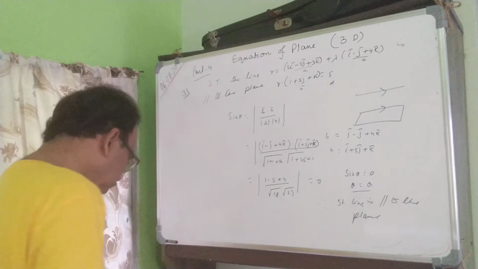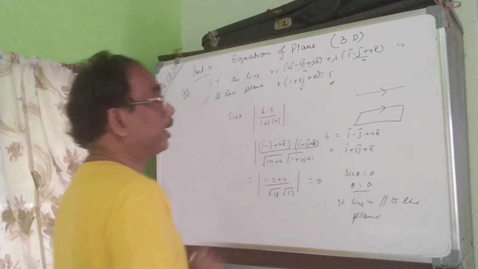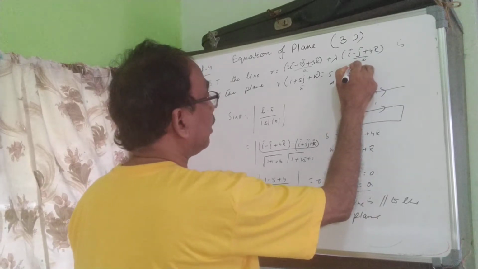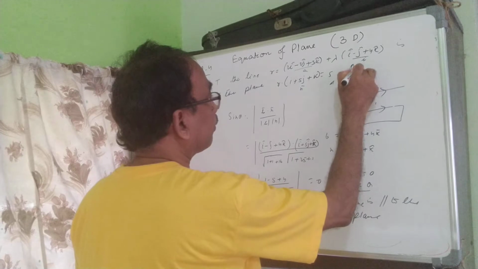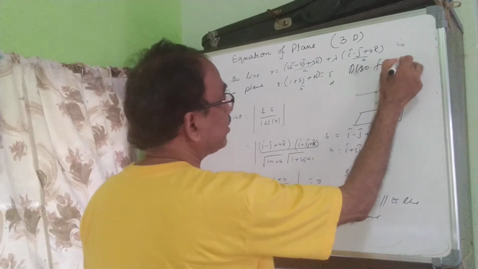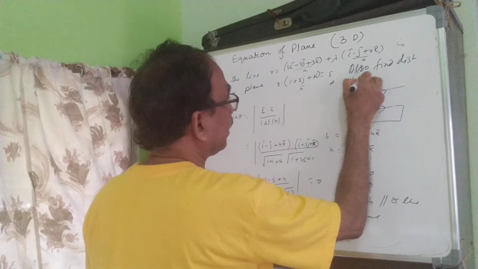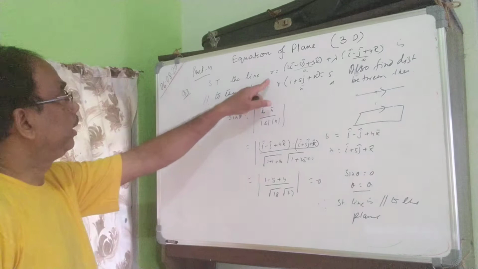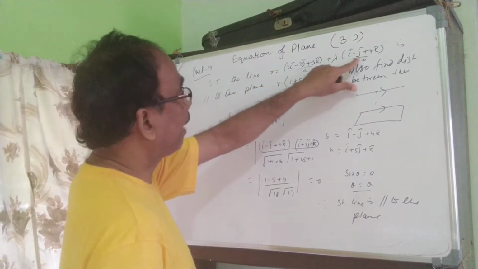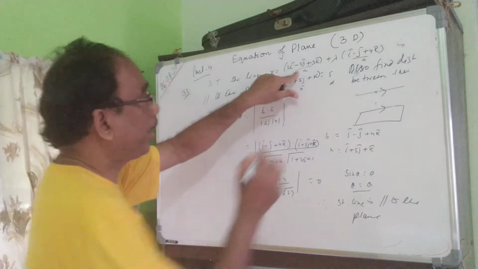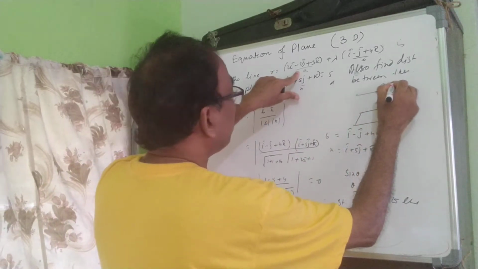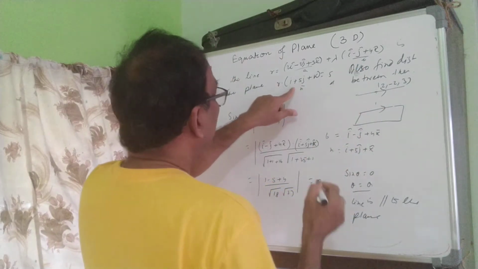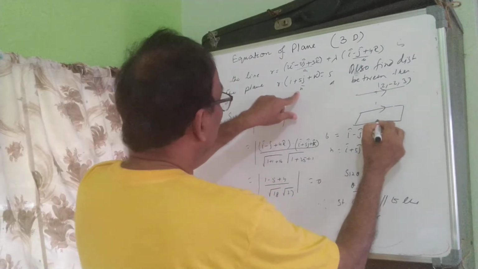Now we have to find the distance between the straight line and the plane. Here the equation of the straight line is r equals a plus lambda b. The point on this line is (2, minus 2, 3). And here r dot n is the equation of the plane.